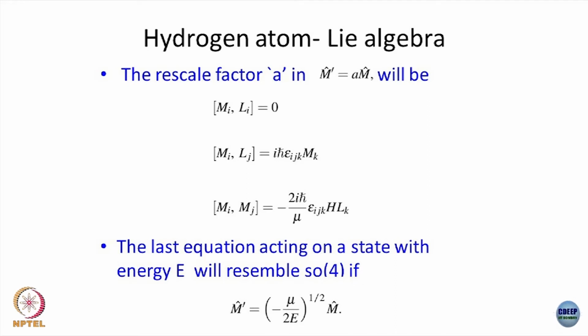So, the last equation on the state with energy E will resemble... So, you operate it on a state with energy E, and then you can scale your M prime, the scale factor will be (mu by 2E) to the power of half. Okay. So, you can see that here, because you have this factor, it should become the inverse, so that this cancels, and I want this factor to get cancelled. We do this many times.